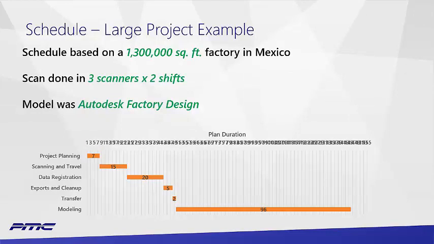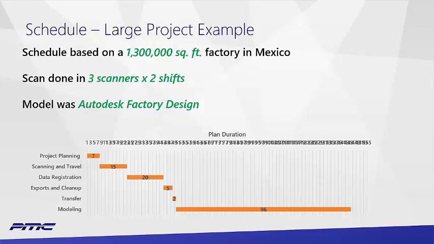And then we move to a much larger scanning project. So here we're at 1.3 million square feet. And the one thing you'll notice is that this has not scaled linearly in time at all. What we are able to do on the larger projects is assign more people to the project. Right? It's very, very difficult on a small project to assign, let's say, 25 Revit modelers.